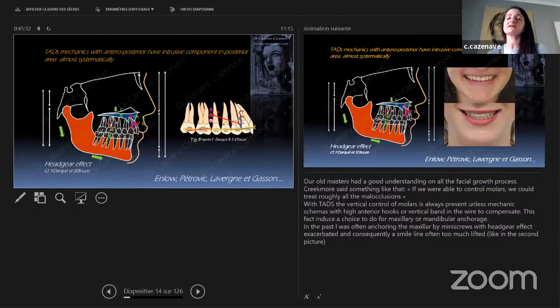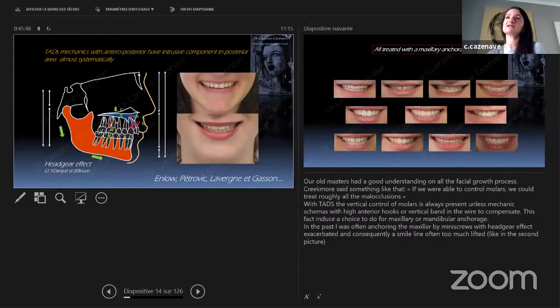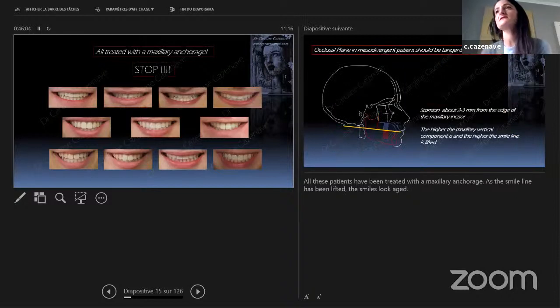In the past, I was often anchoring the maxilla by meniscus with headgear effect exacerbated and consequently a smile line often too much lifted. And you can see that fact on the second picture. So all these patients have been treated with maxillary anchorage. As the smile line has been lifted, the smiles look aged, and we need to stop that.